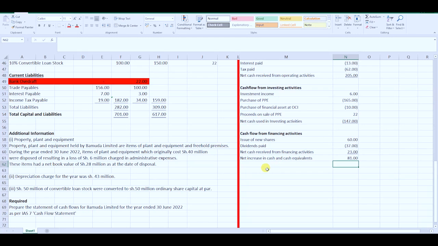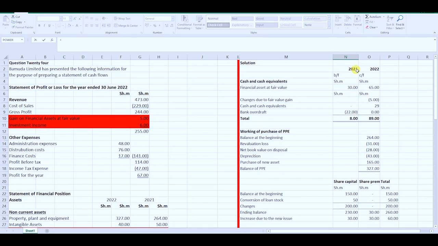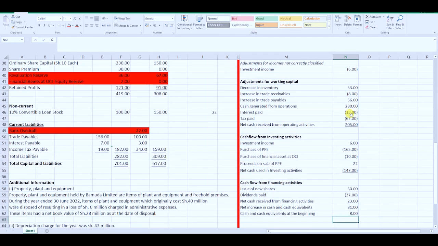So we add cash and cash equivalents at the beginning. And we can see the cash equivalents at the beginning is plus, we can go up over here. This is at the beginning, 2021, that value, enter.